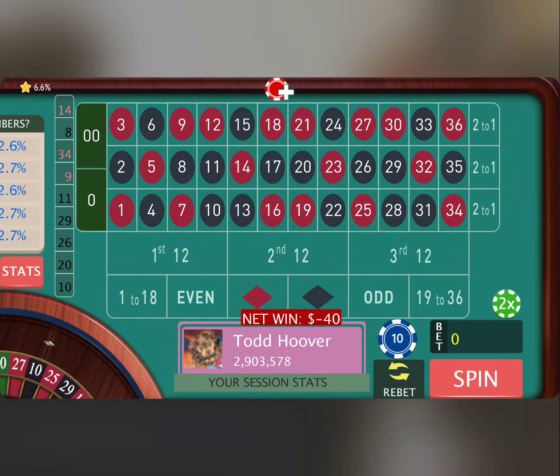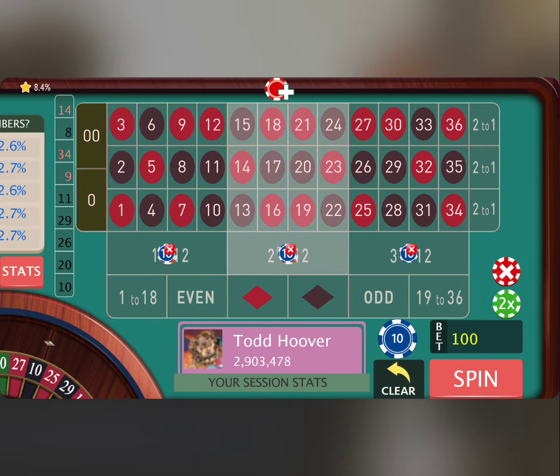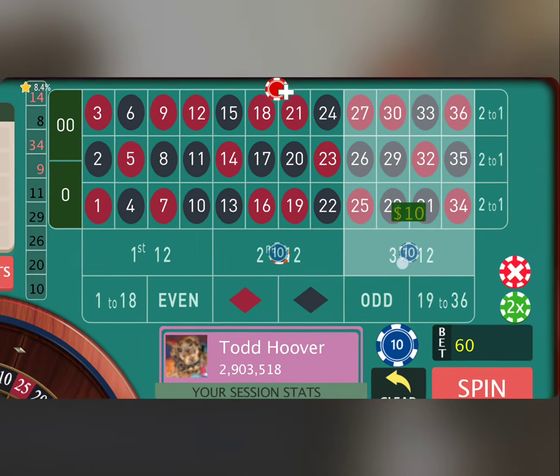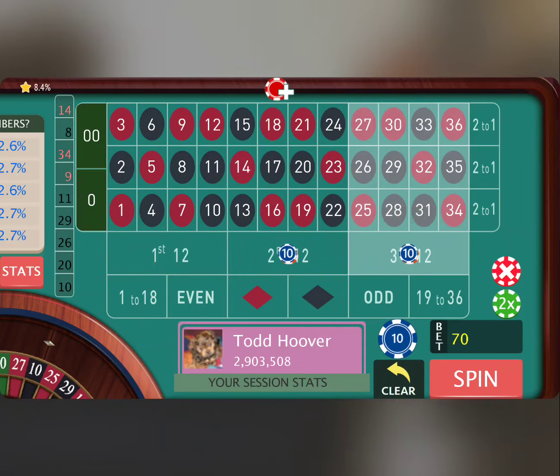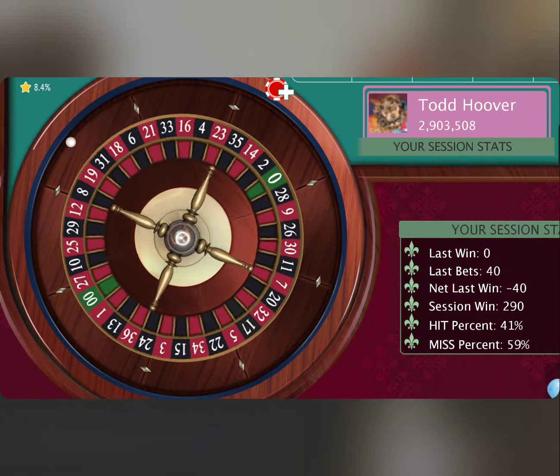Okay, so you lost 40. So there you lost both. So this 30 goes to 50. 10, 20, 30, 40, 50. Let's remove this. And then this 10 goes to 20 because we lost both, and it's going to go here. And we're spinning.